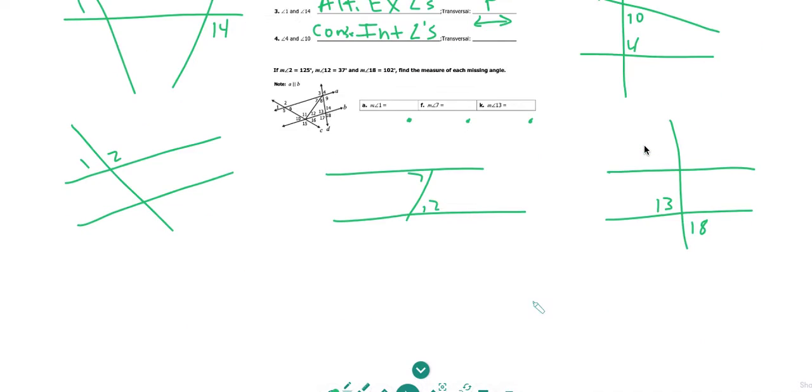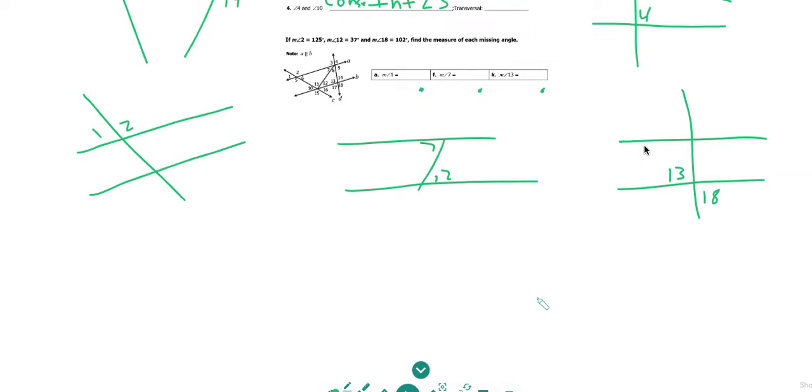Now I'm working with a set of parallel lines, which means I can determine the degrees. The first angle they have given me is 125 degrees for angle 2. First angle that I'm looking at is angle 1. I'm noticing that angle 1 and angle 2 are linear pairs, which means they're going to equal 180. So 180 minus 125 is going to give me 55.